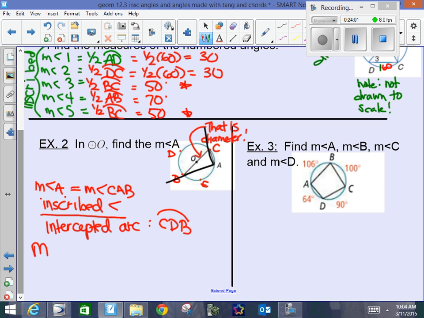Measure of arc CDB. Do you know anything about it? What do you know about it, Bridget? Certainly is. It's a half circle, right? So, you see it now that you pointed out?